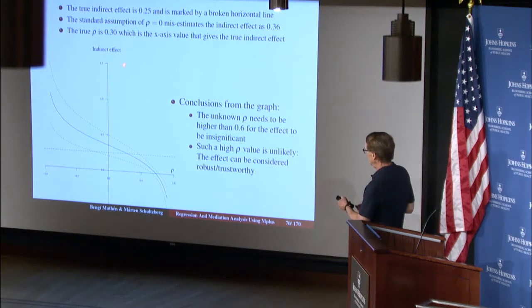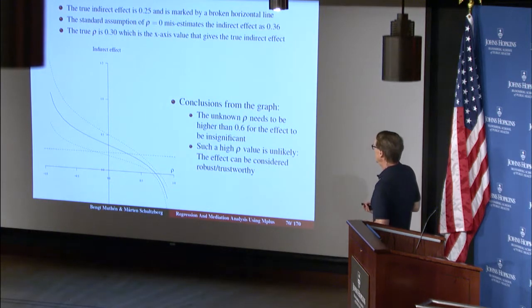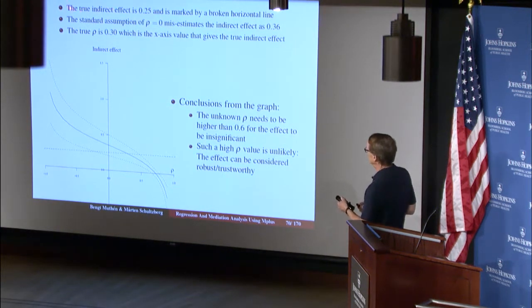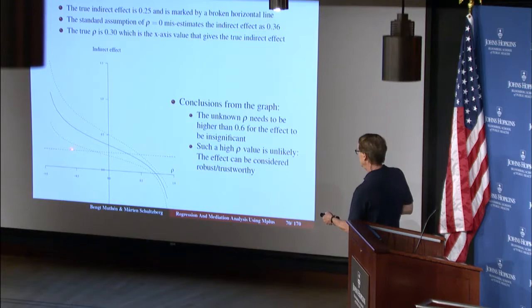So here we're looking at the indirect effect on the y-axis. And on the x-axis, you have rho, the correlation between the residuals. You can go from minus 1 to plus 1. And here we have a situation. We can follow the bullets here. It's very clearly laid out. The true indirect effect is 0.25. You can write 0.25. That's where you scribble it. Or you can do it here, too.